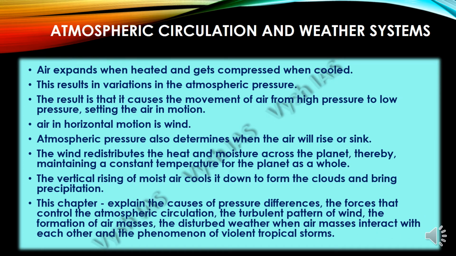and thereby it will bring rain or precipitation. So in this chapter, mainly we are going to know about the causes of pressure differences and the forces that lead to atmospheric circulation and how it gets controlled, and then also the turbulent pattern of wind, how there are high pressures, low pressures and different movements, obstructions and all of that. And also we will learn the formation of different types of air masses around the world and the disturbed weather when the air masses interact with each other, and also the violent tropical storms like thunderstorms, dust storms, tornadoes, all of that.